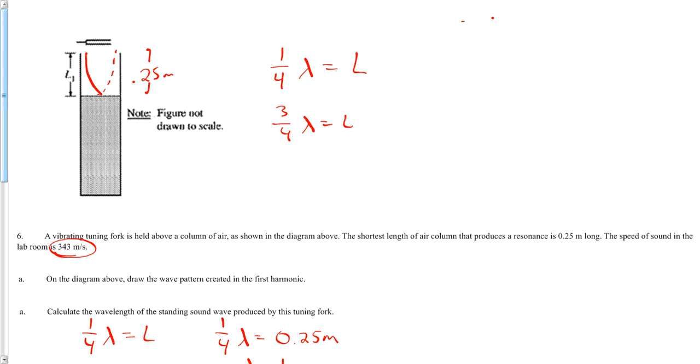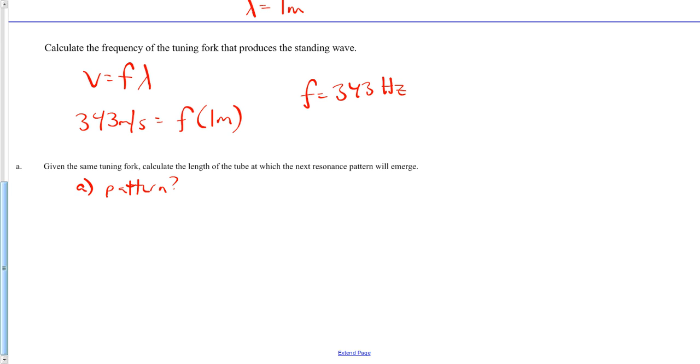The best way I feel to do that is to draw it. You're going to add a node in the middle here, so it's going to look like this. That's 3/4 of a wave. So basically, you're looking at the same pattern, only you're adding an extra node here. So instead of this pattern here, you've added an extra node to continue the wave. 3/4 of a wavelength. So that pattern is 3/4 of a wavelength equals the length of the tube.